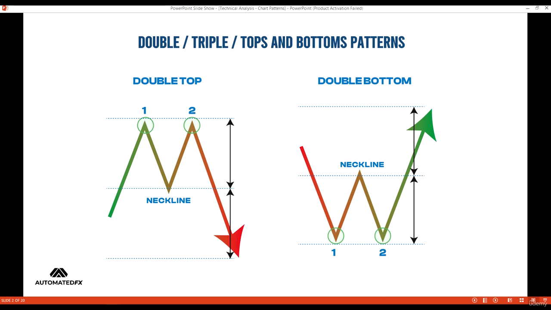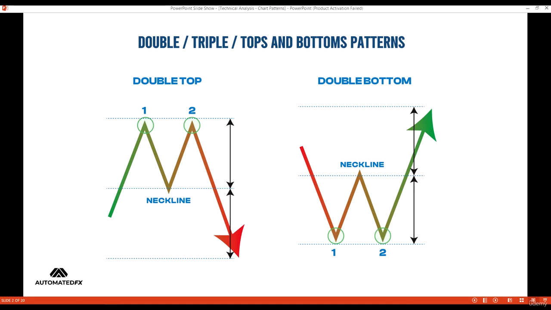So that's the principle behind the double top and double bottom. And these principles have been in play for decades, for centuries, since the inception of the Forex market. People have been using these ideas to make a lot of money. Of course, we're going to learn how to use them to make good trading decisions.